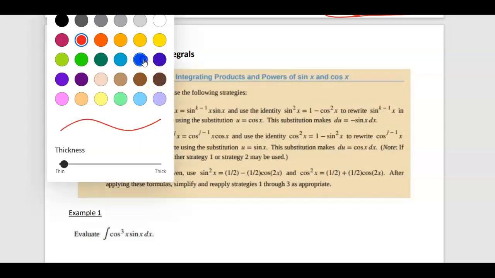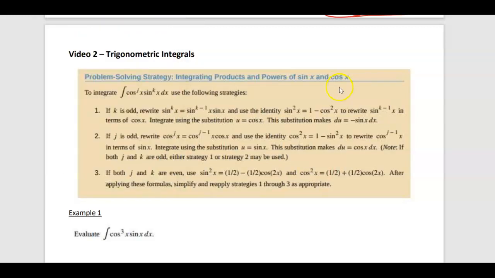All right, this video is going to be over trigonometric integrals, which means that you have trig functions inside your integral. We are mostly going to be focused on integrals with sines and cosines, and there are some rules that you might want to just take note of.